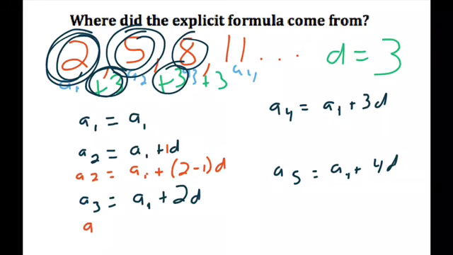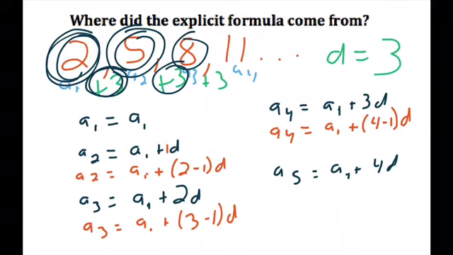A sub 3 is a sub 1 plus the 3 from the a sub 3, take away 1, gives me 2d. A sub 4 equals a sub 1 plus parenthesis, to get to 3, I take 4 minus 1 times d. And our last one, a sub 5 equals a sub 1 plus parenthesis 5 minus 1 times d. Now I'm going to give everyone a chance to write that down.